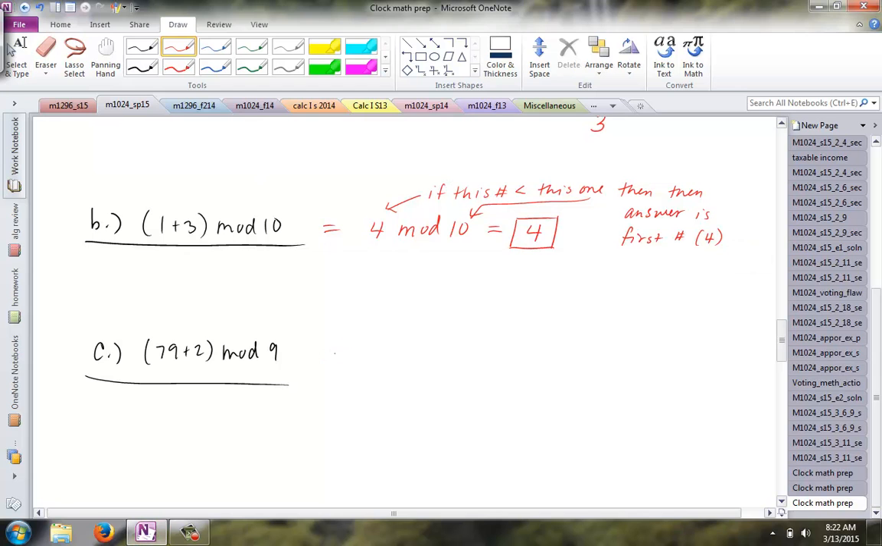Okay, let's do this last one. So we go ahead and do the parentheses first. 79 plus 2 is 81. And we're going to use that same reasoning. Where are we in a cycle of 9 when we have 81? And because that number is greater than, we do the long division. So how many times does 9 go into 81?